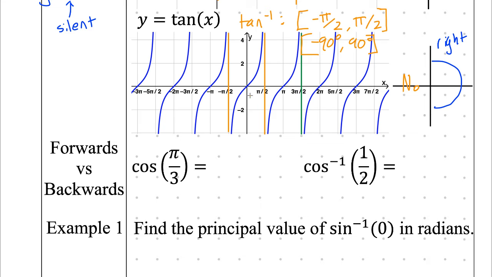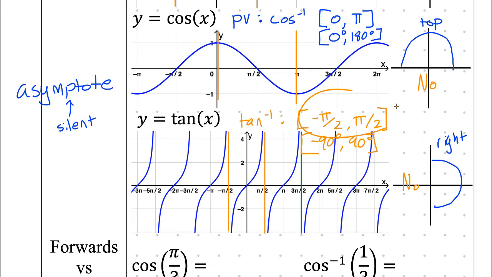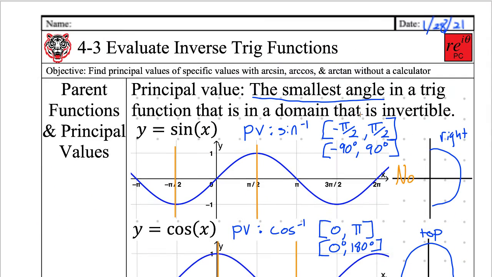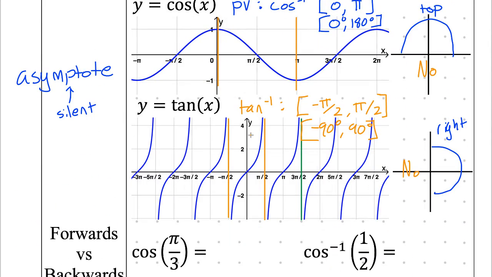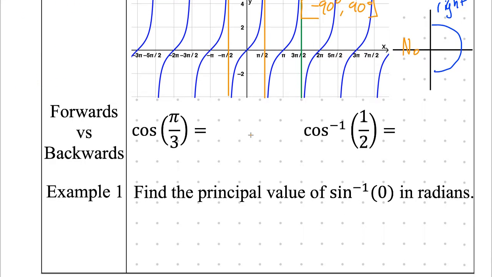All right, so now that I've talked about what it means to be a principal value, it needs to be in these intervals. That's the main thing that you took away from the first, I don't know how many minutes of the lesson today. Now let's go ahead and actually practice doing these problems.